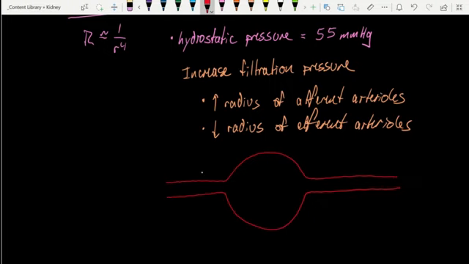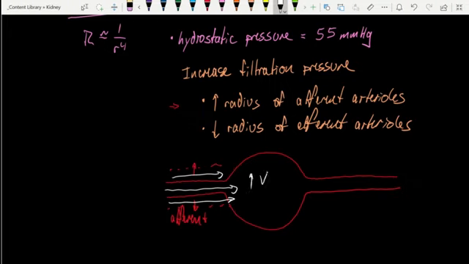If I increase, looking at this first one, if I increase the radius of afferent arterioles, we'll label this afferent. Let's expand these walls so that now we're a lot bigger. Well, what have we done? We've increased the volume, the flow, significantly. Because we've decreased resistance, we've increased the flow. And that allows increased volume. And of course, if I've got increased volume, I'm going to have increased pressure. It's just like putting more water in a water balloon.